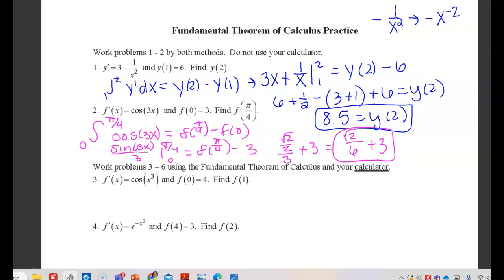Alright, and then 3 to 6 are on your calculator. I think we're pretty good at the calculator. If you think you need extra calculator practice, I'm just going to give you those correct answers right now, and you can go back and try them on your own. So it's 4.932, 2.996, and then number 5.